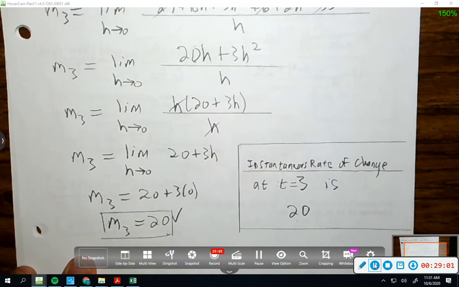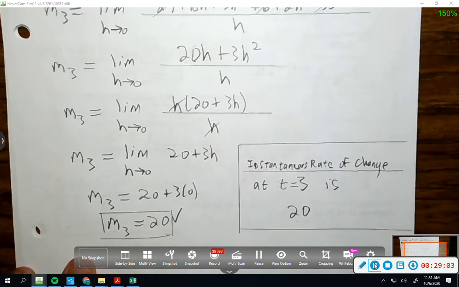So we can use this to find the instantaneous rate of change of functions, perhaps that are describing a position at a particular time. Now, there's going to be an easier way to do it, but this works out.